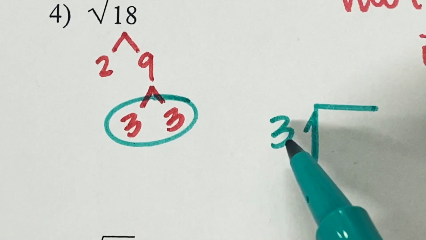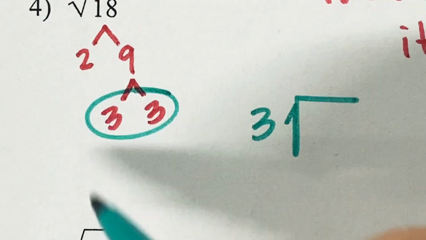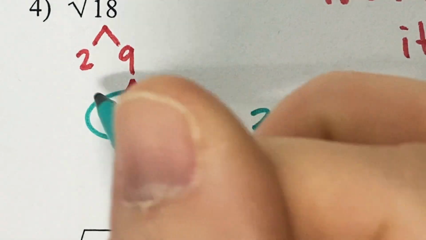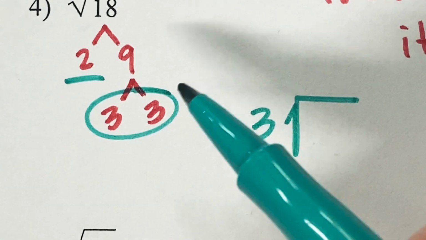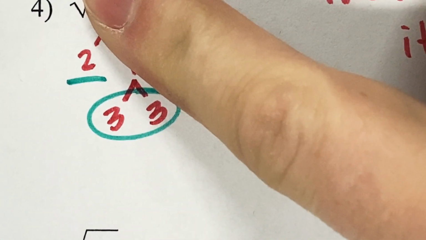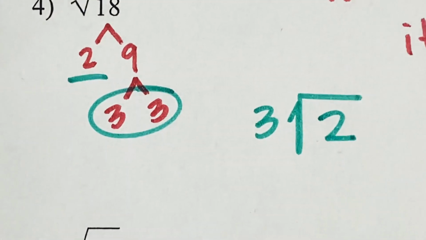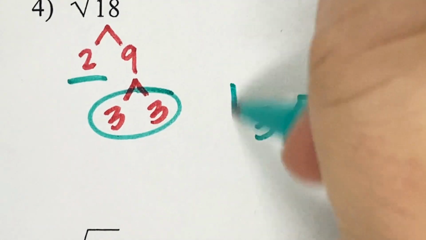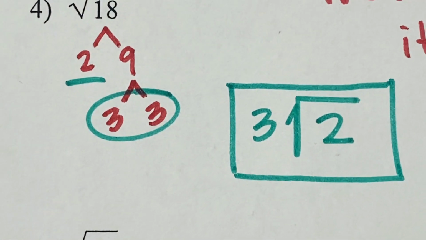Okay, so the 3's get to pair up. They create one couple, so 1 3. And then what number has to stay inside the radical? 2. Remember 18 and 9 both got broken up, so it's almost like they're not there anymore. So we're only dealing with the 2 and the 3's. The 2 was the only one that's left, so 2 has to stay in the radical. And there's our simplified answer.